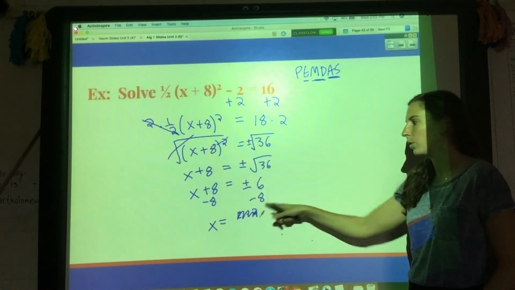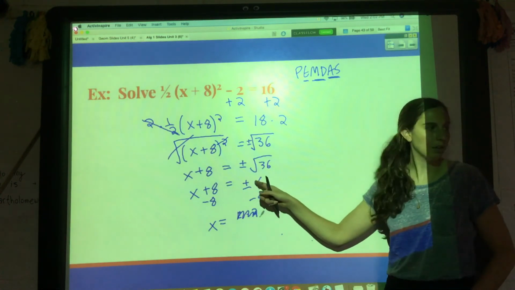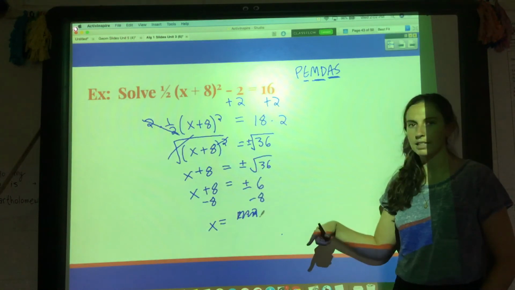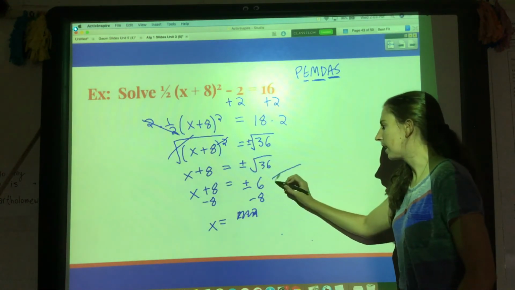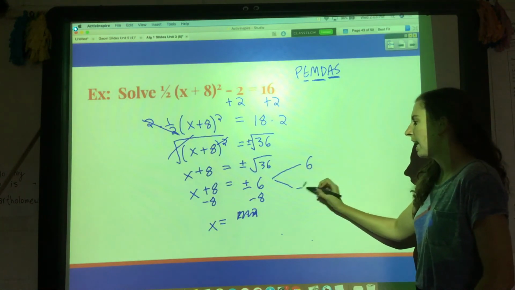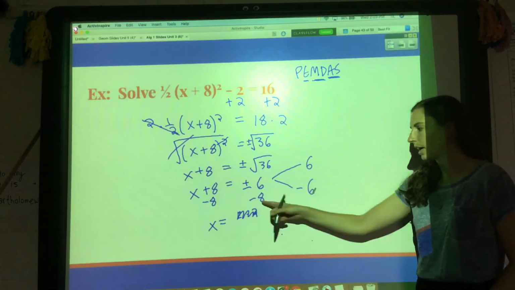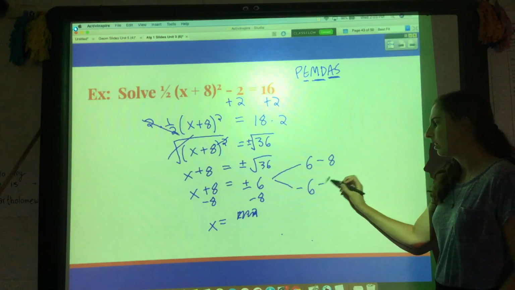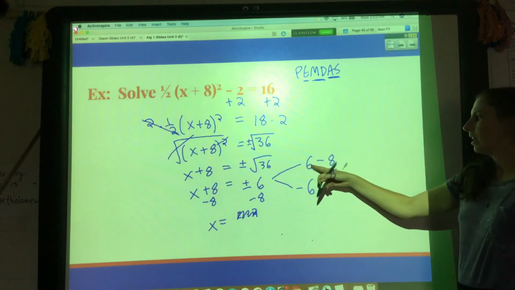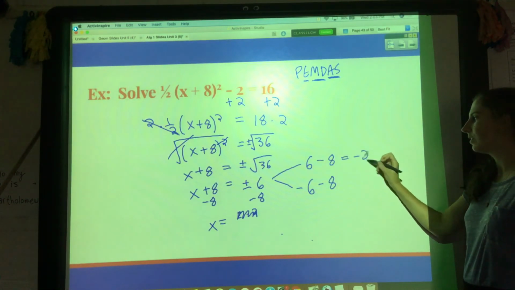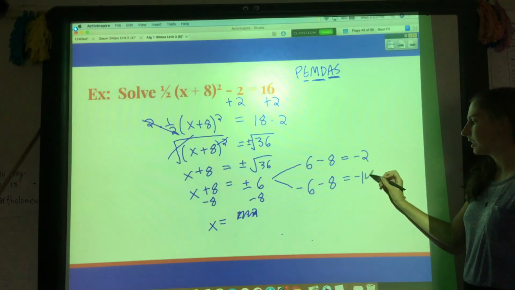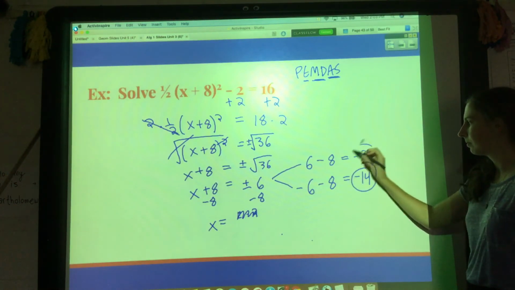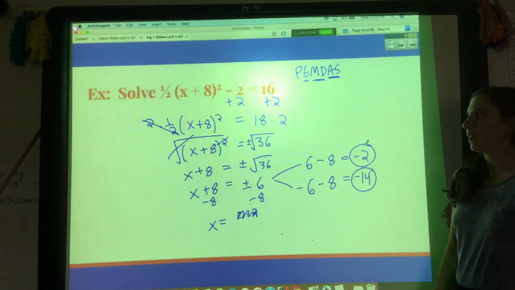And so at this point, if you're ever going to do anything else with the plus or minus stuff, you need to split it up. So go ahead and split this up into positive 6 and negative 6. And now when I subtract 8, it'll make a little bit more sense. Positive 6 minus 8 is negative 2. Negative 6 minus 8 is negative 14. Those are my final two answers.